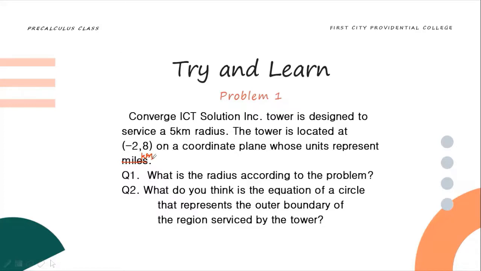Okay? The first question is, what is the radius according to the problem? Question number 2, what do you think is the equation of a circle that represents the outer boundary of the region serviced by the tower? Again, get the given. We have a 5-kilometer radius, and we have the location of our tower, which is the center, (-2, 8).